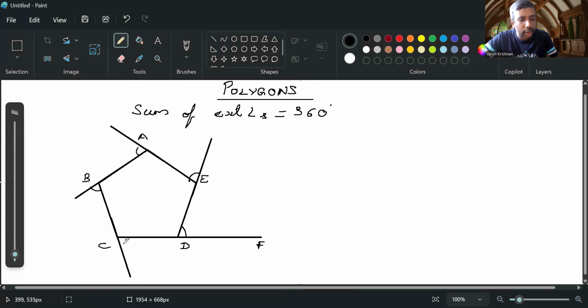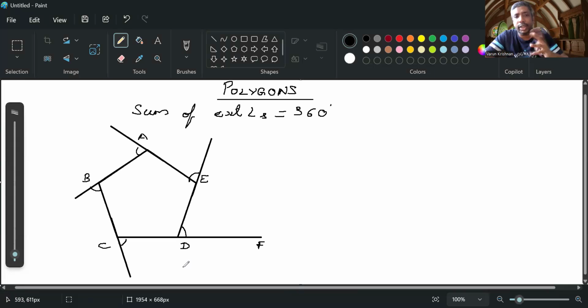Similarly, if I produce all the sides in the clockwise direction, if I produce BA, AE, ED, DC, and CB, I will get 5 more. So sum of these 5 exterior angles formed by producing the sides in the anti-clockwise direction will be equal to 360. Sum of the 5 exterior angles formed by producing the sides in the clockwise direction will give me another 360 degrees. Now, why is this sum 360? There are multiple different ways to prove it.